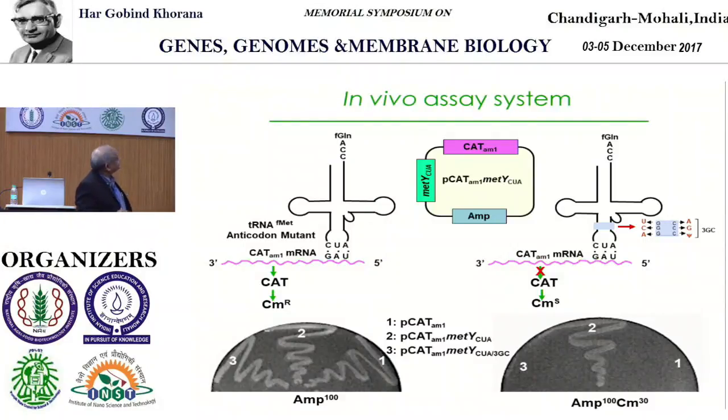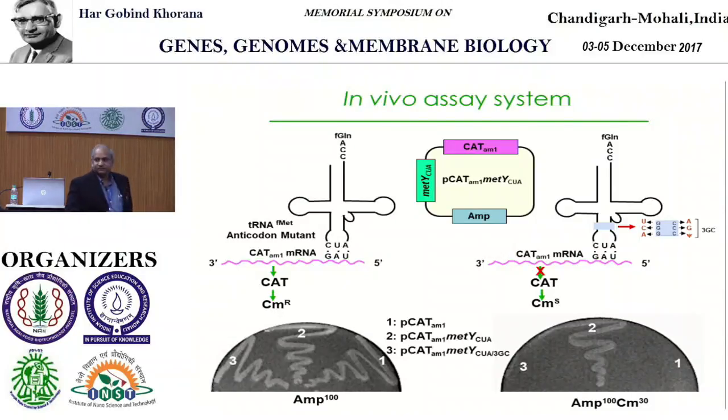Now, no surprises that when we touch the 3 GC base pair and change the sequence to the sequence that is found in the elongator species of methionine tRNA, the tRNA, of course, does not work here. So here is the system where we have our reporter CAT gene, and this is the tRNA gene where the 3 GC sequence has been mutated, even though it is still called here 3 GC.